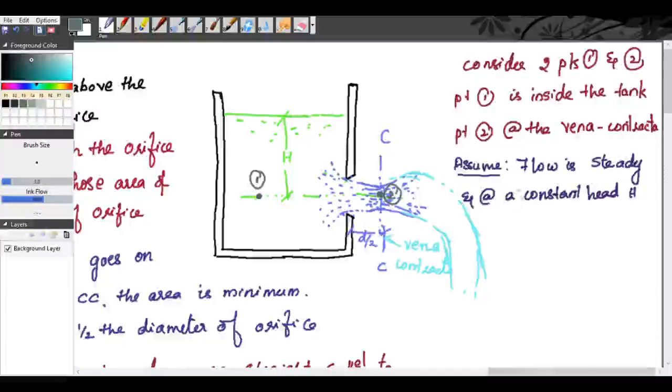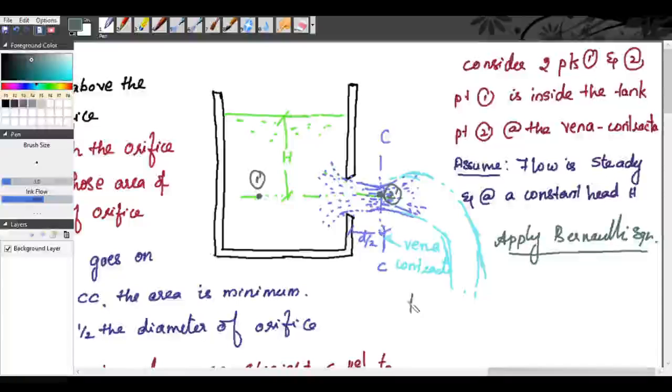Now we are assuming the flow is steady and at a constant head H. So the water level in the tank is maintained at this level H. Okay, so the head is maintained. For this height, the water level is maintained. Now we will apply Bernoulli's equation at points 1 and 2.